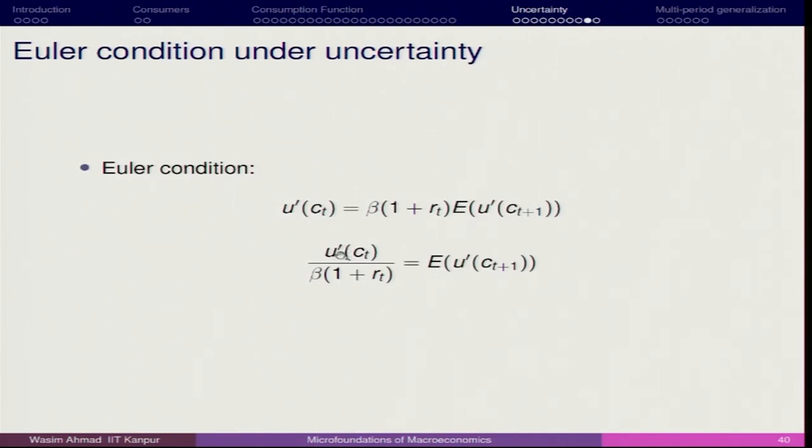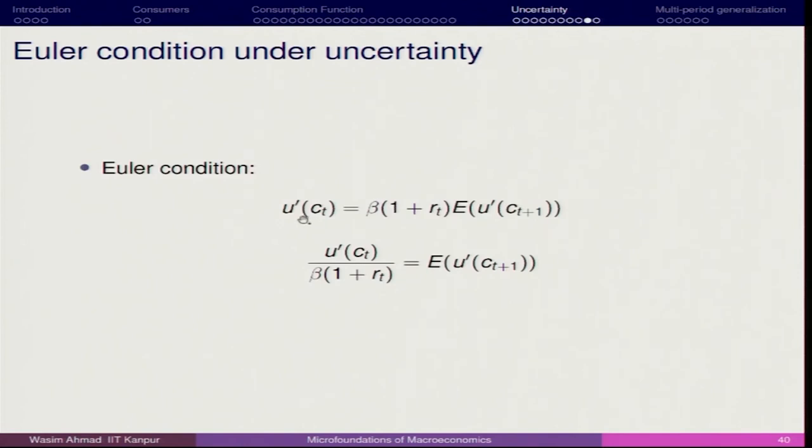Here you have the marginal utility of current consumption upon beta, discounted. If R_t is higher, the marginal utility of consumption is going to be lower. If R_t is lower, then the marginal utility of consumption is going to be higher, which means that the high interest rate scenario leads the individual to save more.